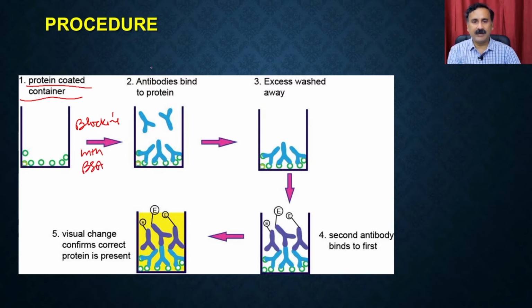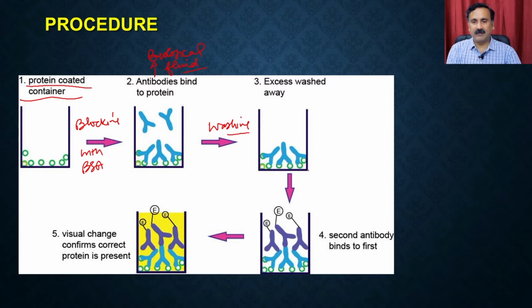Then you are going to add the antibodies which are present in the biological fluid from where you are interested to measure the antibodies, and the antibodies are going to bind to these particular antigens. Then, for the excess unbound antibodies, you are going to do the washing. So you are going to have a washing step where you use PBS Tween 20.